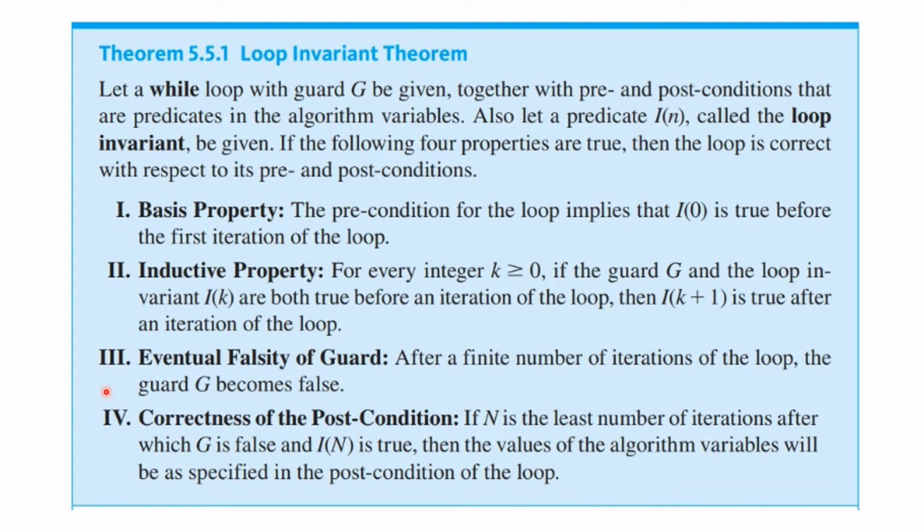Eventually, you get out of the loop, and that means that the guard eventually becomes false, so you can exit the loop. It is not an infinite do loop, which does no one any good. And the last part of this theorem is the correctness of the postcondition. So once you get out of the loop, that means that the guard condition G is false and I of n is true, then the algorithm variables will be as specified in the postcondition of the loop.